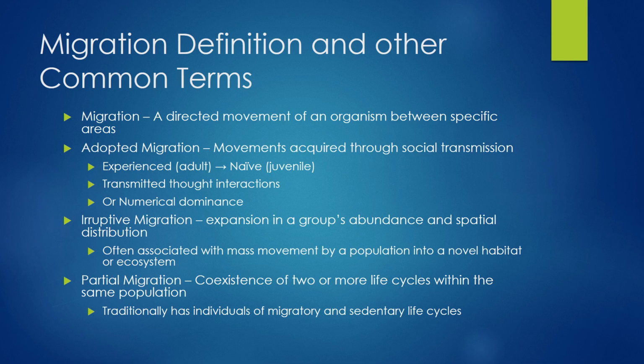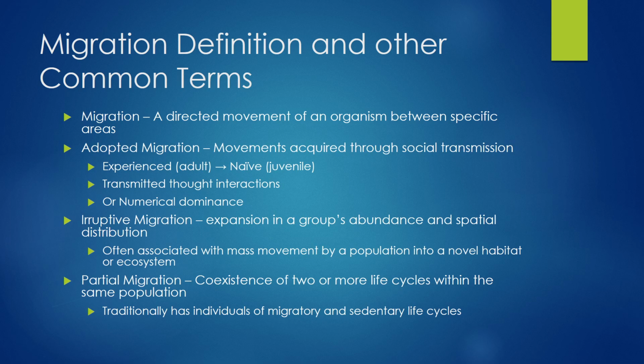We're also going to talk about adopted migration, which is movement acquired from socially learned behaviors. These experiences are often learned by parents and passed on to juveniles and have been done for generations upon generations. They are transmitted through interactions or numerical dominance. Interpretive migration is the expansion of a group's abundance and spatial distribution, often associated with mass movements by a population into a novel habitat or ecosystem.